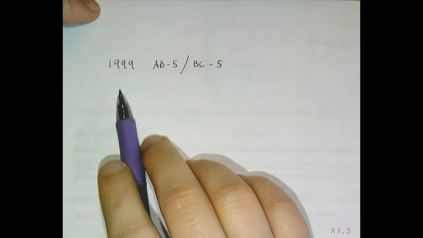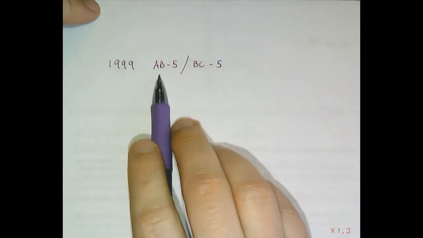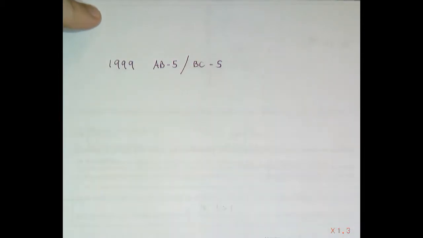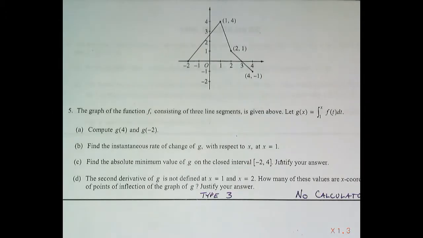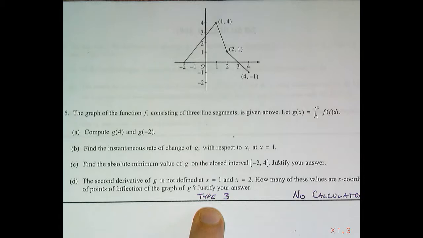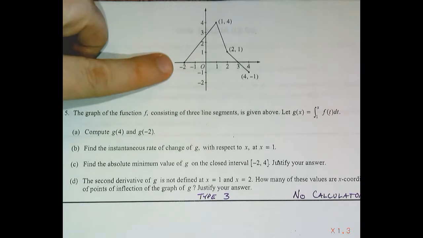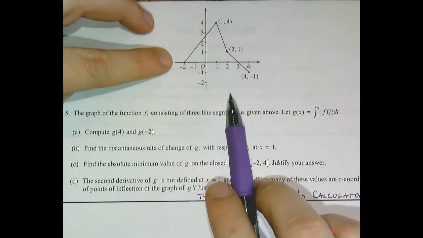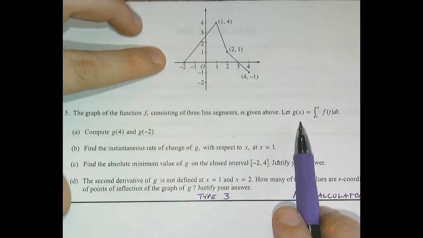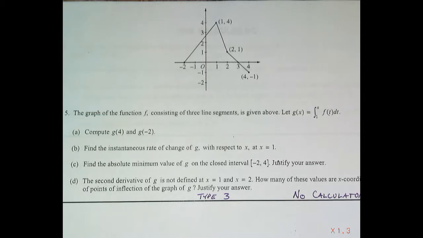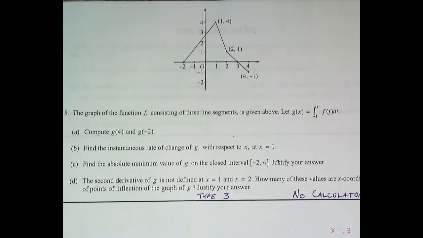All right, today we're going to cover question number 5 from the 1999 exam, and this appeared on both the AB and BC exam. I'm classifying this as a type 3 question, which is the type where you're generally doing some sort of function analysis given the graph. Either you're given the graph of the derivative or you have information about a function defined by an integral of the graph. So we'll start off with part A here.